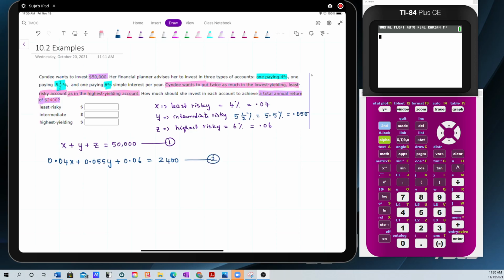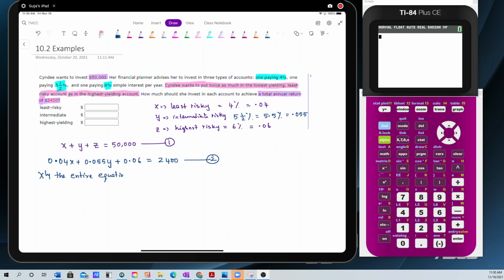Now, since the second equation has decimals in it, I'm going to clean it up, and I'm going to multiply the entire equation by 1,000 so that it would clean up all the decimals. So this would become 40x plus 55y plus 60z, forgot the z here, is equal to, I have to put the 3 zeros there, since I'm multiplying it by 1,000: 2,400,000. So rather than calling that equation 2, I'm going to call this my second equation with the cleaned up version.